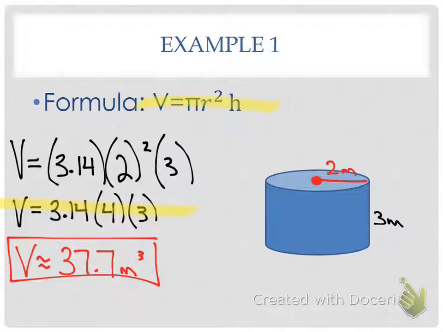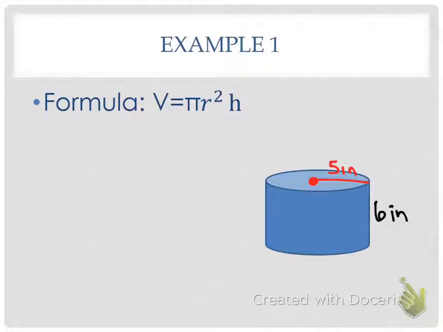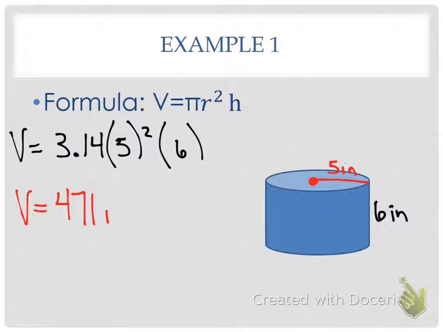All right, now I want you to try this one. Different dimensions, same thing, find the volume. So make your substitutions. What did you get? 471. You got 471. Okay, so that's how we find volume.